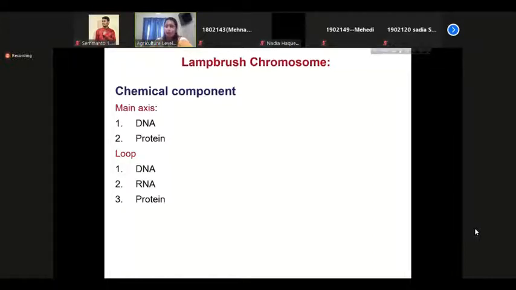And also, as they are involved in the transcription procedure, from mRNA proteins are produced, so they should also have protein. So the Lamb-Brush chromosome has two main structures, the main axis and loops. The main axis has DNA and protein, and the loops have DNA, RNA, and protein. These are the two main chemical components of the Lamb-Brush chromosome.